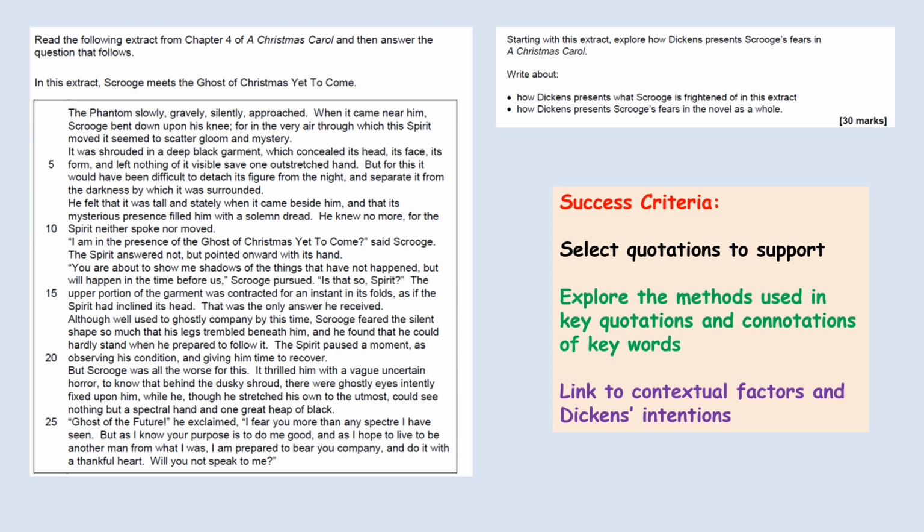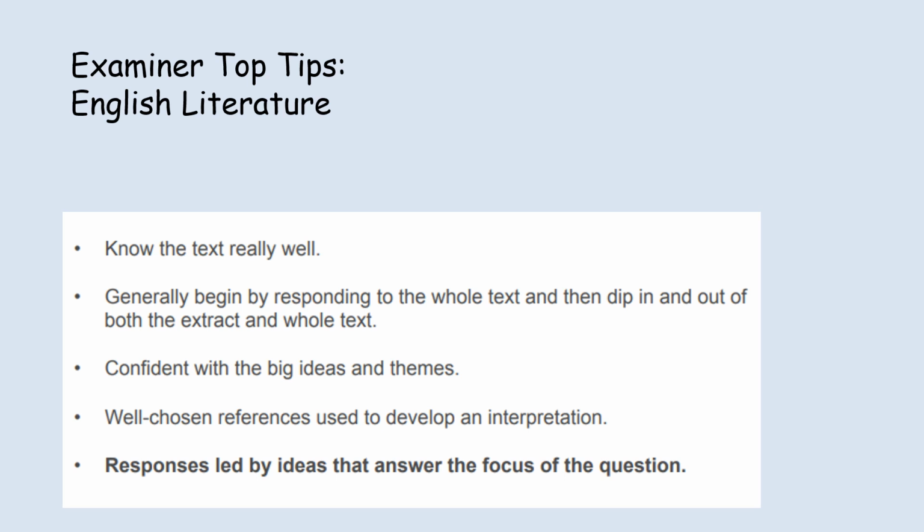On the screen now are some top tips from English examiners to help you to perform the best that you can in your English literature exam. It's important that you know the text really well. So therefore, as part of your revision, you can watch adaptations of the texts. You need to respond to the whole text and then dip in and out of the extract and then the whole text. You need to be confident with exploring large ideas and themes within these texts, and you also need to make sure that you are answering the question.